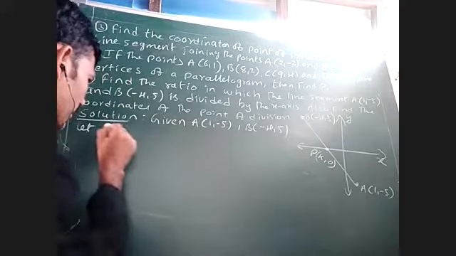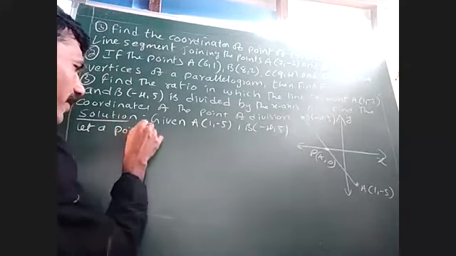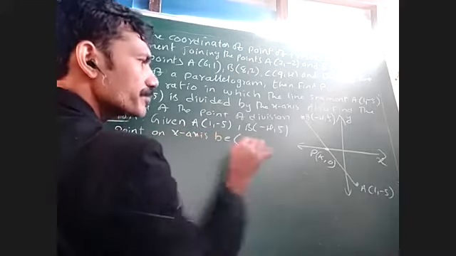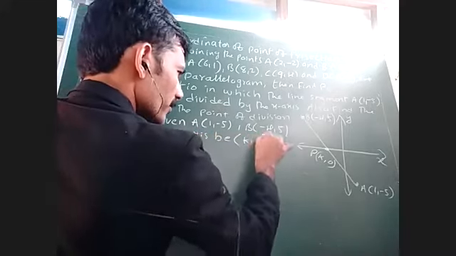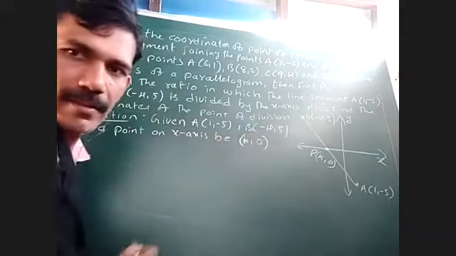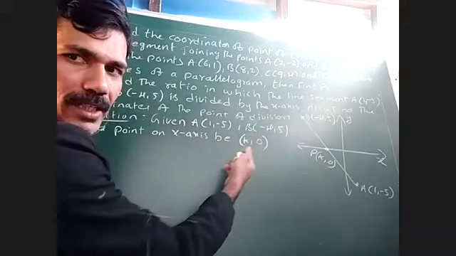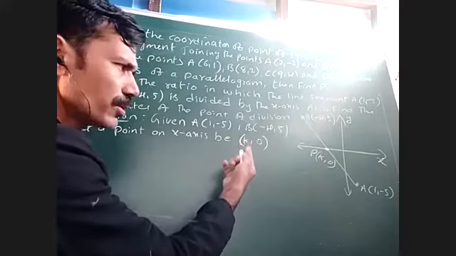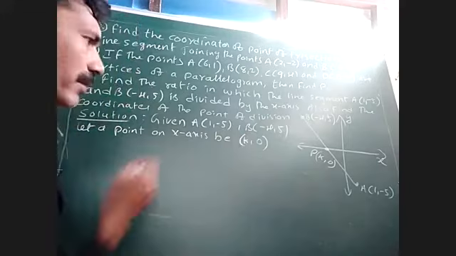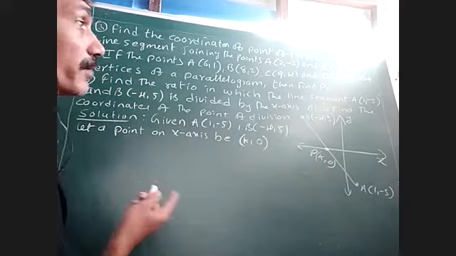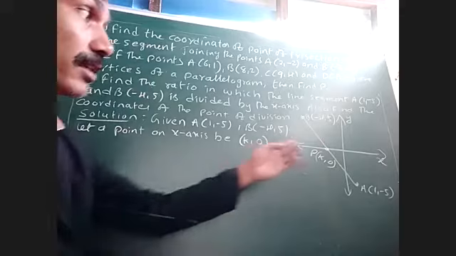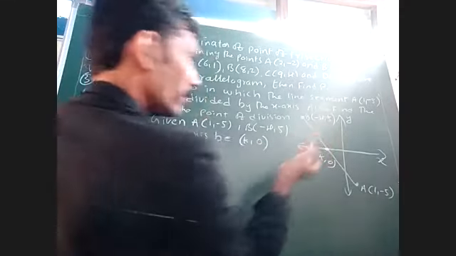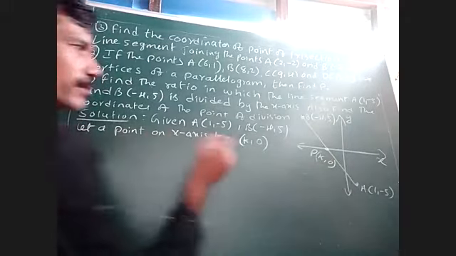You have to write: let a point on the x-axis be (k, 0). We told on the x-axis the y coordinate is 0 and you will have some x coordinate, the abscissa value. I don't know it, that's why I took k. We have to find that. First thing they told is in what ratio it is divided. That means you have to find the ratio. We don't know that ratio also.